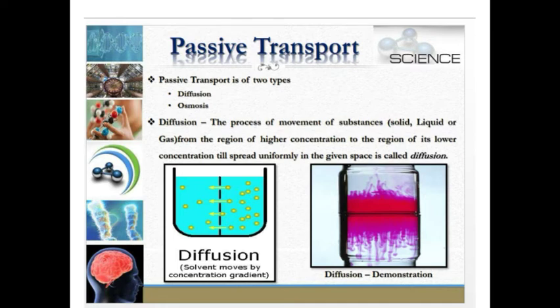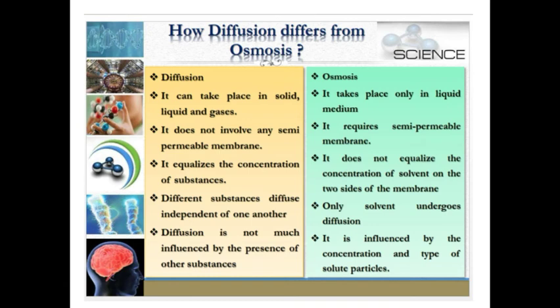The process of movement of only liquid from a region of higher concentration to a region of lower concentration till there is uniformity in the given space is called osmosis. There are a few differences between diffusion and osmosis. Listen to me. So this is the difference between diffusion and osmosis.